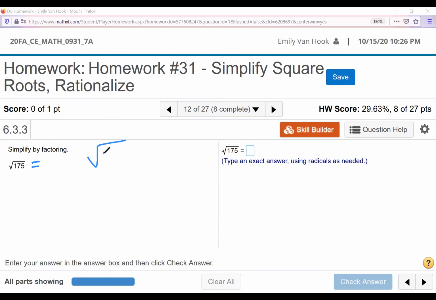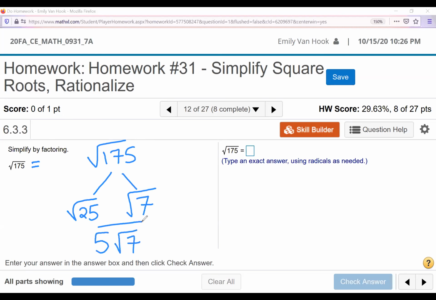So I'm going to use my calculator and try doing 175 divided by 25. Let's just see if that works. 175 divided by 25 is 7. Perfect. Okay, so I can split this up using the square root of 25 times the square root of 7. And that's now just 5 square root of 7. Okay, so that actually wasn't so bad.